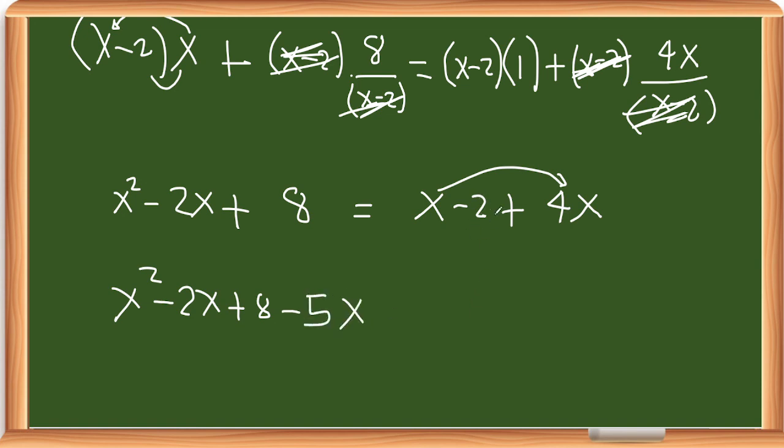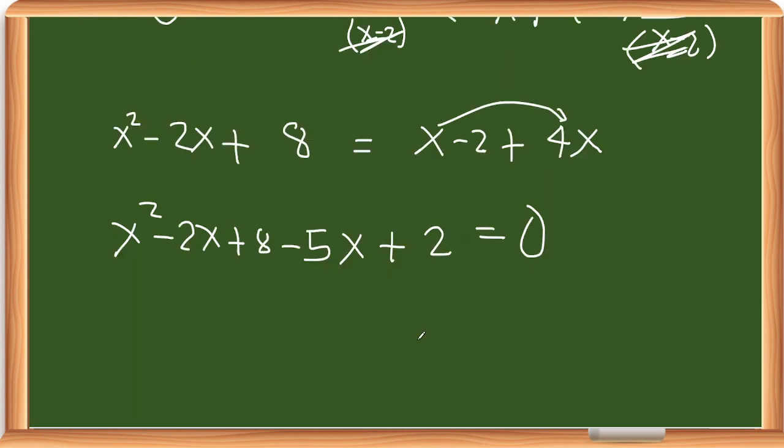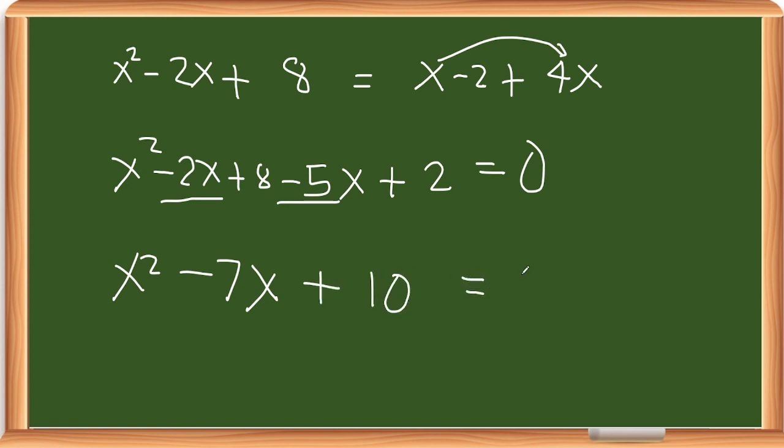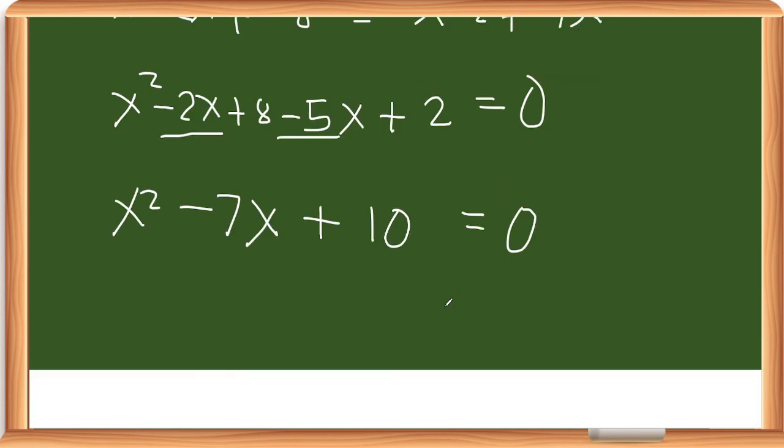And then, plus 2 is equal to 0. Okay, ganyan na siya. Hindi pa pala, ito pa, oh. Pagsamahin pa natin to, pati yung number. So, we have x squared. Siyempre, yung pangalawang term must be yung may x. So, minus 2x minus 5x is minus 7x. And then, 8 plus 2 is 10. Is equal to 0. Okay.